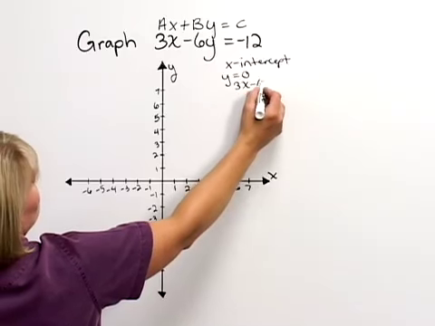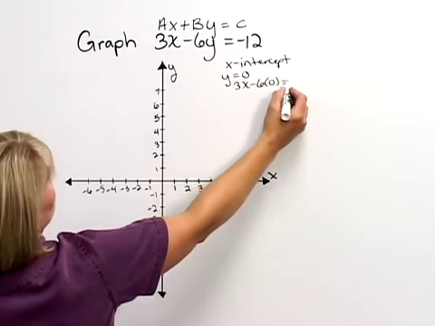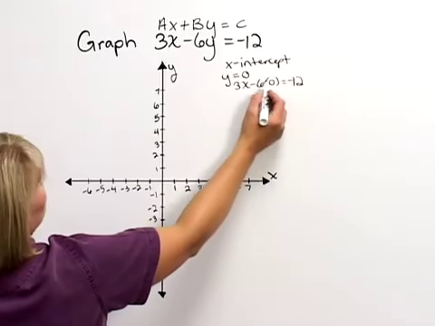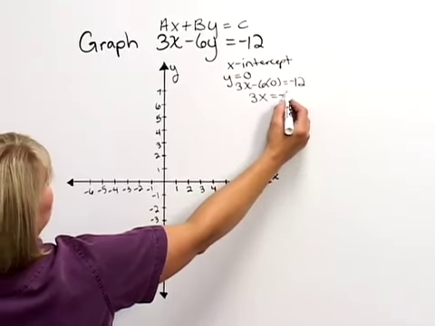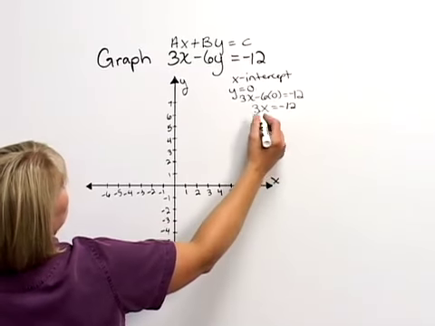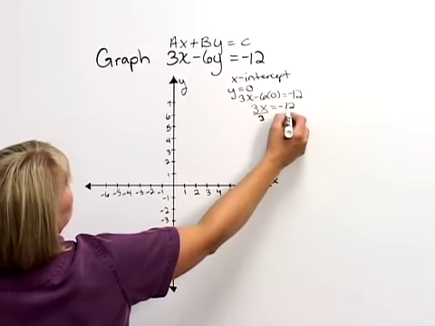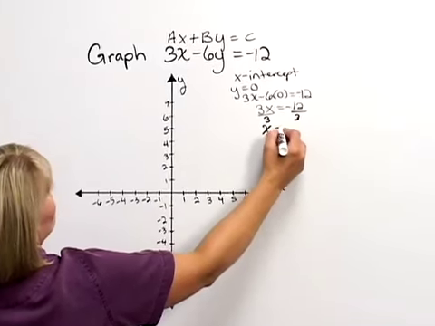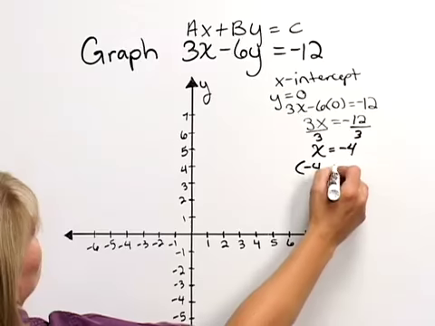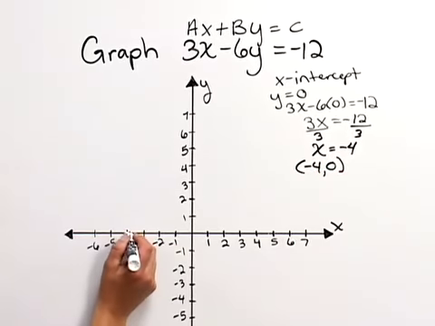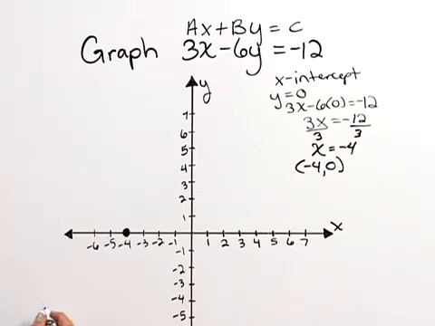So let's first find our x-intercept, and our x-intercept has a y value equal to 0. So we'll plug 0 in and solve. That's 3x minus 6 times 0 equals negative 12. 6 times 0 is 0. So we get 3x equals negative 12. If you now divide by 3, we find that x is negative 4. So we have 1 point at negative 4, 0. Let's place that on our graph right here.